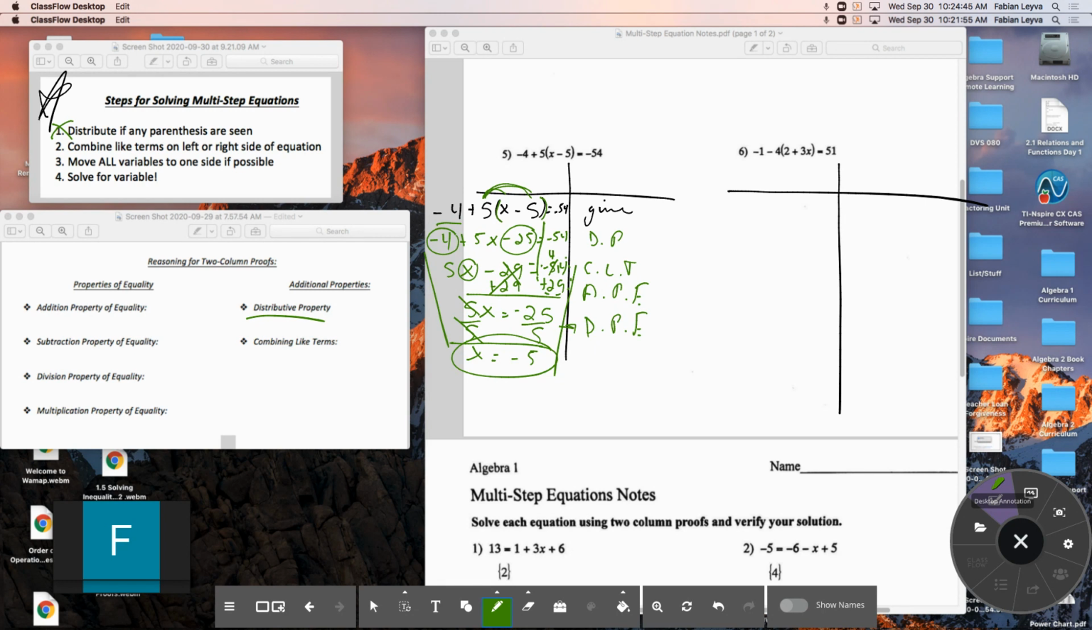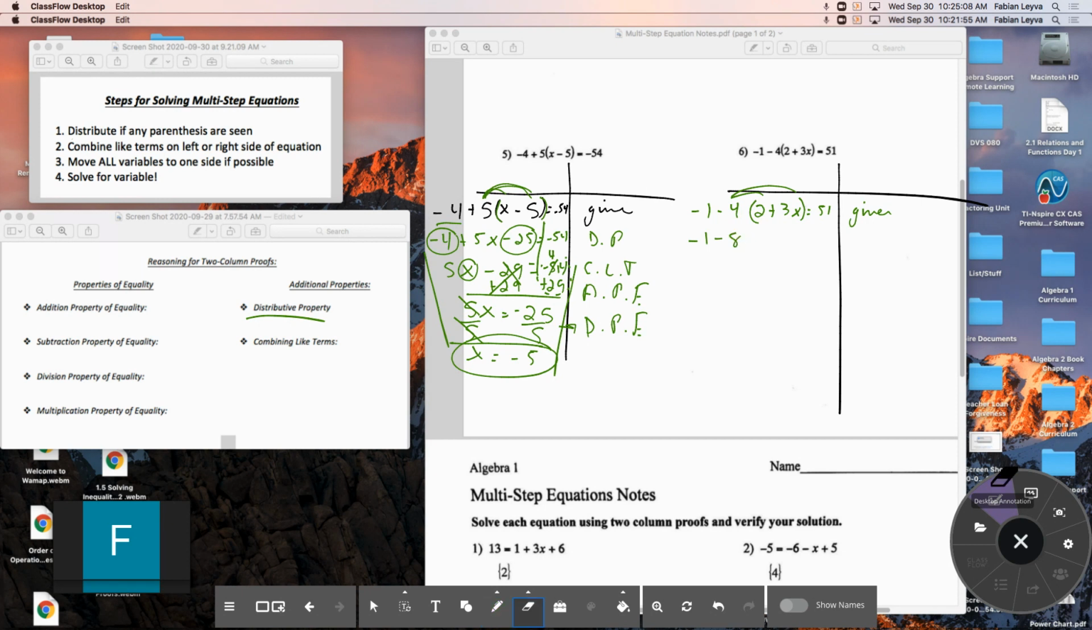All right, so our last example, we have negative 1 minus 4 times 2 plus 3x is equal to 51, and that is what was given. Now, going through my steps, I noticed that my first step is to distribute if there's any parentheses. So there is some parentheses. Let's distribute here. I end up with negative 1 is equal to a negative 8.